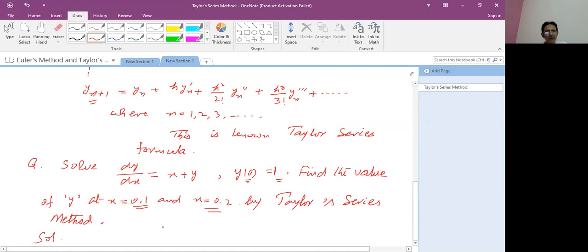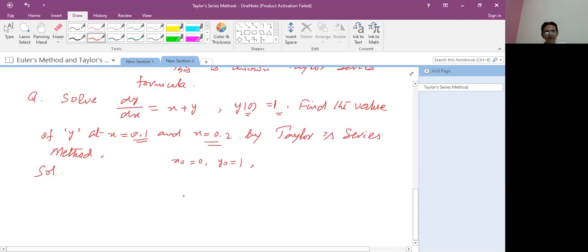So student, first we write the x naught and y naught. What is x naught? x naught is 0, y naught is 1, and write a function. After that, y prime is equal to dy over dx, which is equal to x plus y.